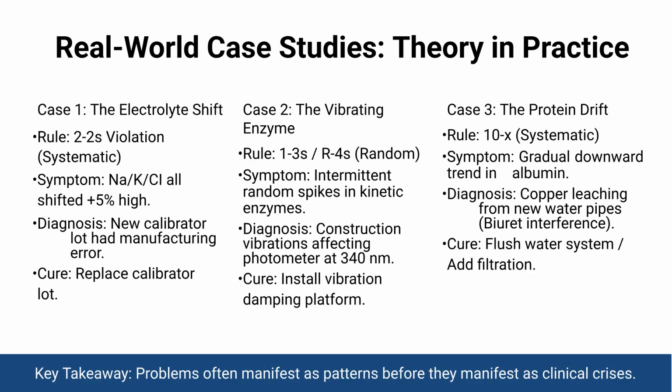Case studies demonstrate theory in practice. A 2-2s violation was a systematic electrolyte shift caused by a faulty calibrator lot. A 1-3s/R4s random violation was caused by construction vibrations. A 10x systematic drift was caused by copper leaching interference.